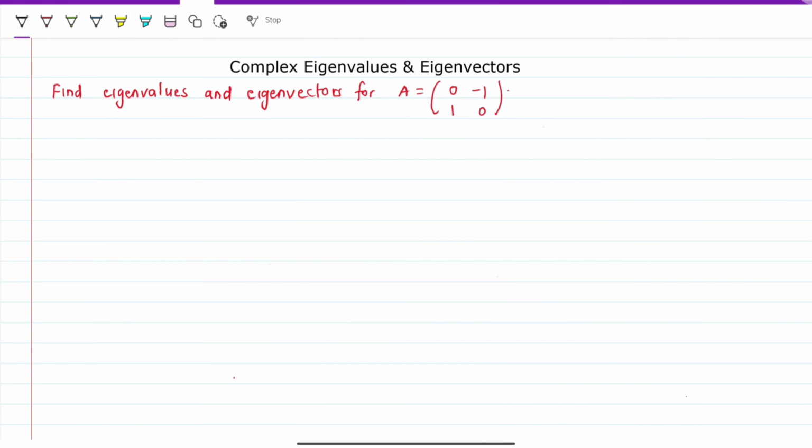We have been exploring eigenvalues and eigenvectors, and today we are going to tackle a slightly more advanced topic, complex eigenvalues. Sometimes when we solve the characteristic equation, we end up with complex solutions. Let's see how that works.